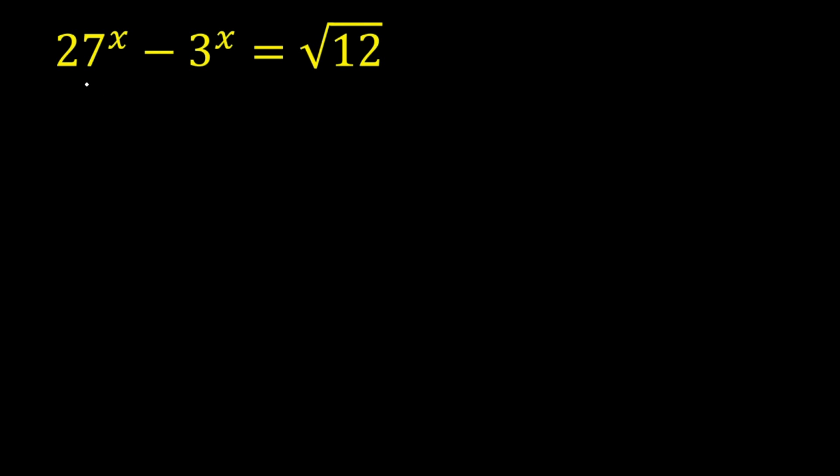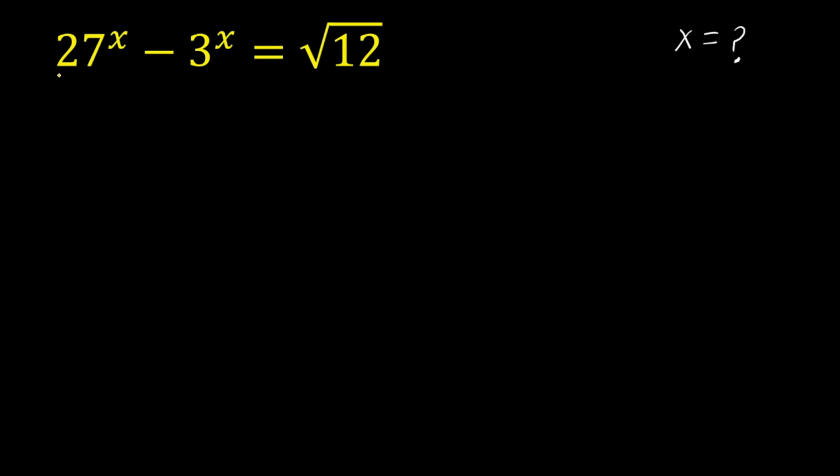Hello students, in this video we are going to solve 27^x − 3^x = √12, and here we will find the value of x, where x belongs to the real numbers. This is a very nice exponential equation. On the left-hand side we have exponential form and on the right-hand side we have radical form.